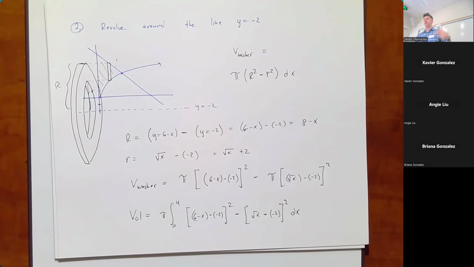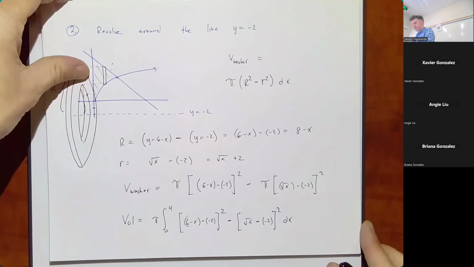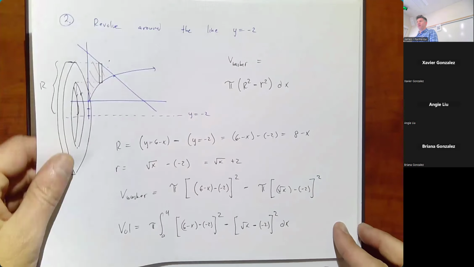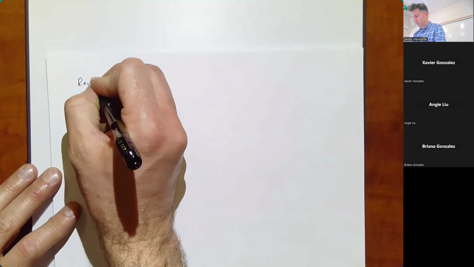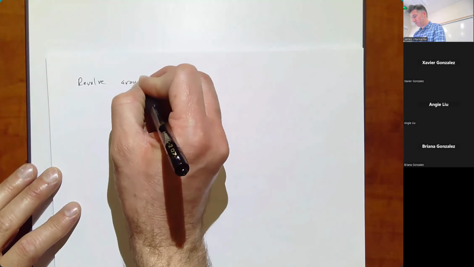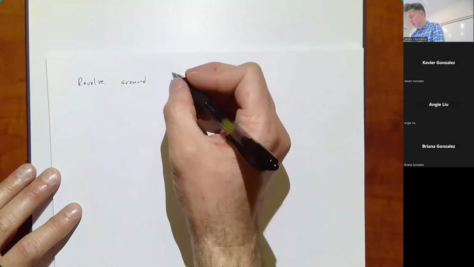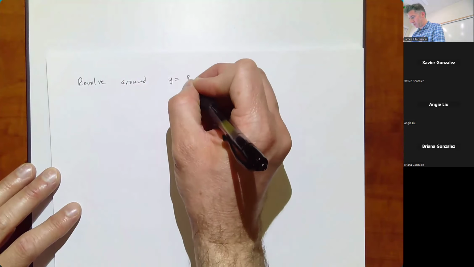Let's look at one more axis of rotation here, and then we'll talk about the shell method a little bit. So there's one more axis I want to revolve this around, which might feel kind of weird. But now we're going to revolve the same region around the line y equal to 8.